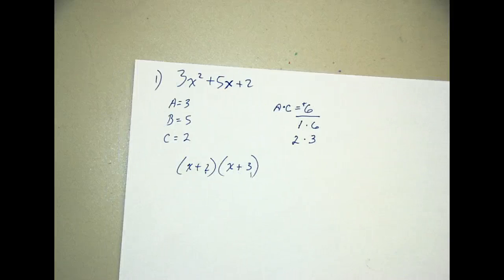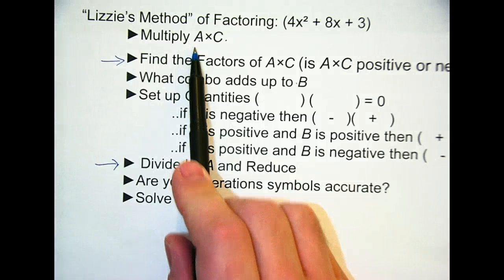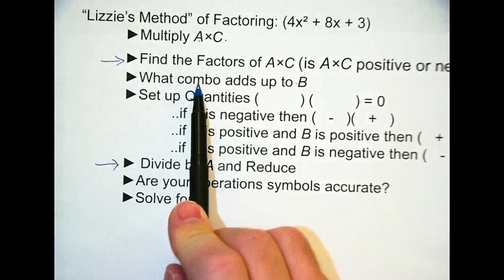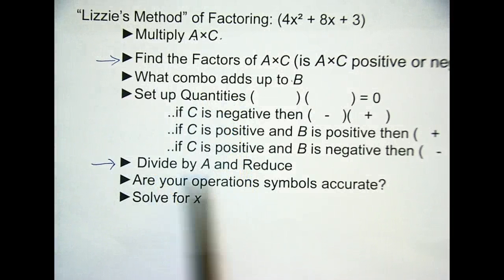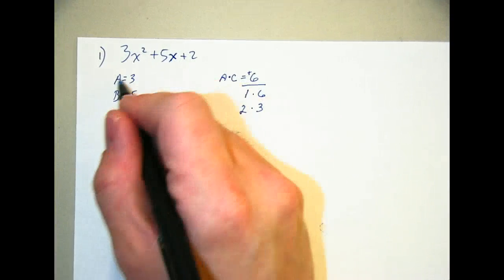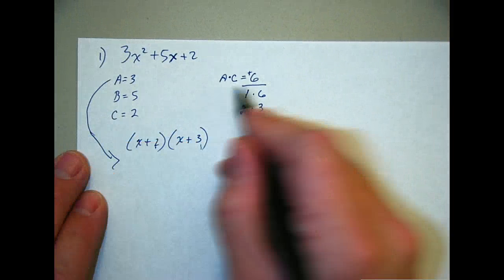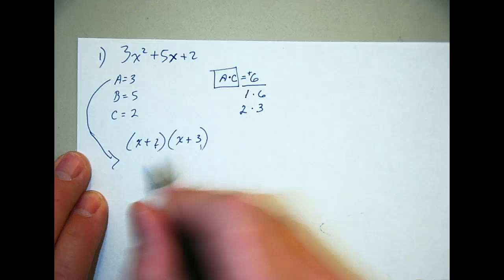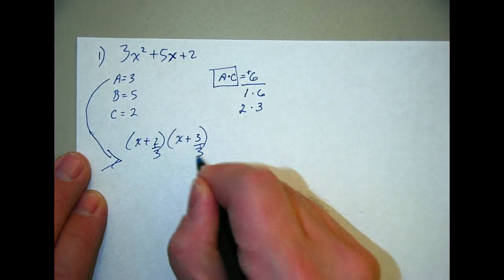Well, let's go back here. Did we set up our parentheses? Did we divide by a and reduce? No. We better divide by a. What's a? 3. This is the extra step now. The a times c was a part of an extra step, and then we have to divide that a out. So divide that by 3 and reduce.